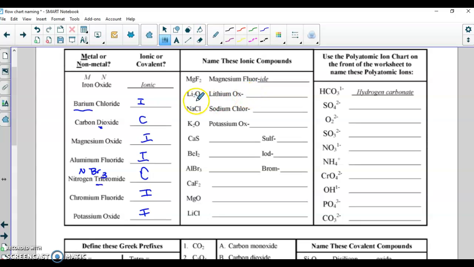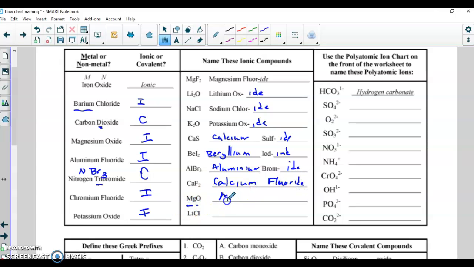We jump over here. Li2O, lithium oxide. Sodium chloride, potassium oxide. This is calcium sulfide. This is, I'm sure I'm misspelling it, beryllium. All right, listen to my periodic table flip. B-R-Y. So that's beryllium iodide. This is aluminum bromide. Calcium fluoride. Metal, non-metal. So this is magnesium oxide. This is lithium fluoride. All right, I'm going to hit pause.